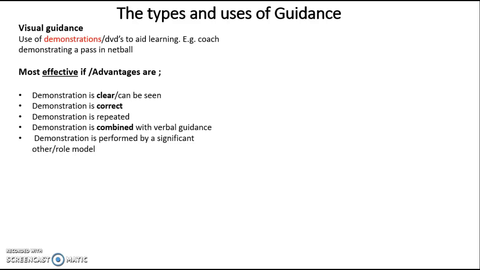And then if it's performed by a significant other or role model, it might be more likely to be imitated, or will be more likely to be imitated. You can probably link that to the observational learning theory proposed by Bandura. Okay, so from there, advantages then.